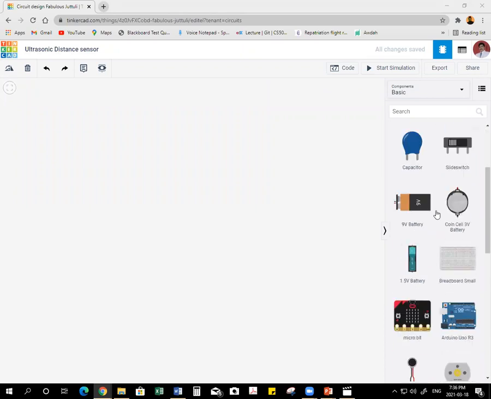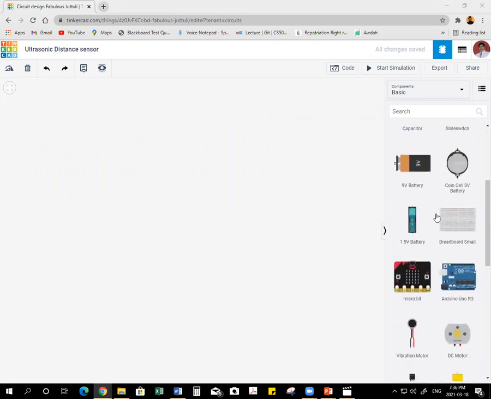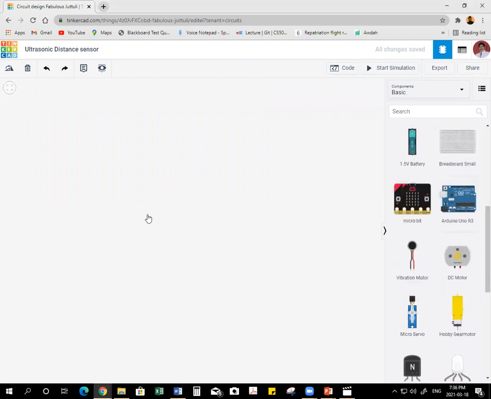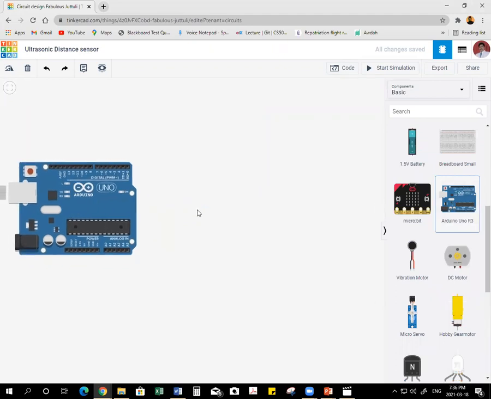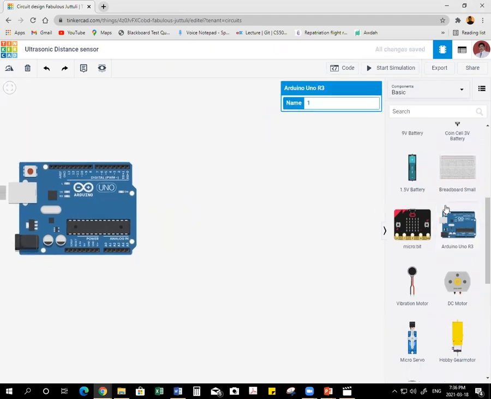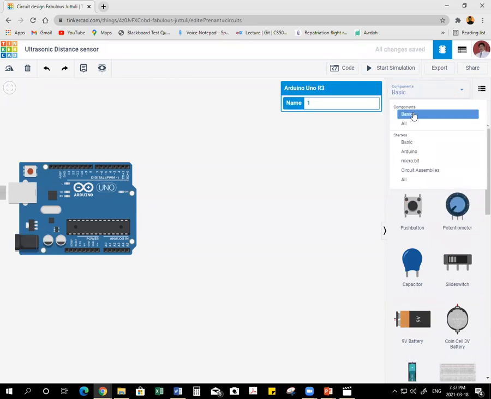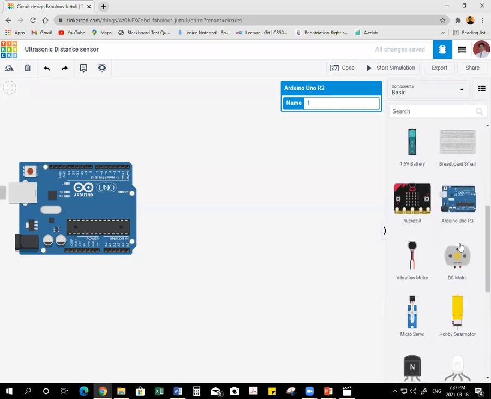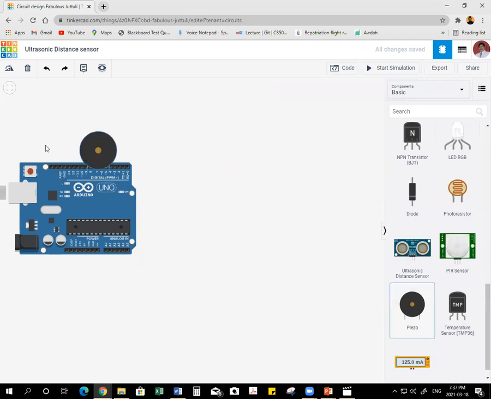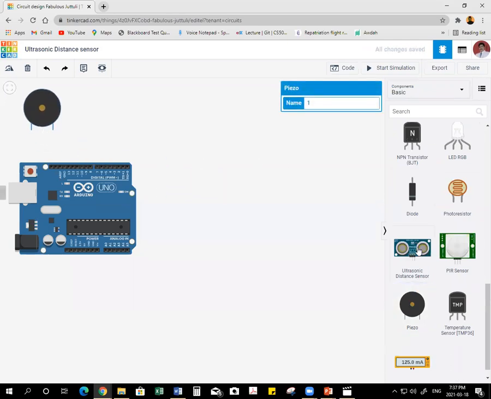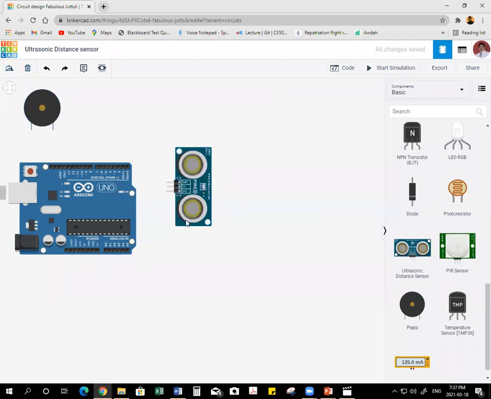Now, coming to the ultrasonic, we need an Arduino. Grab it and keep it here. Now we need the same buzzer. Here, I don't use the breadboard because we need distance, so I need more empty space. So where is the buzzer? Yeah, I will put the buzzer here. Now I put the ultrasonic here and I will rotate this.